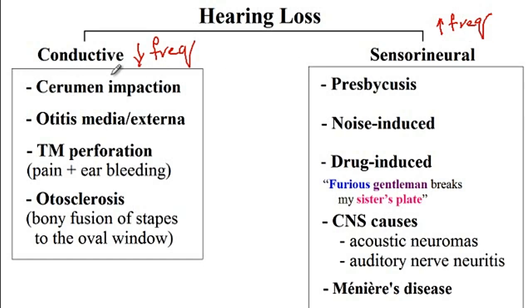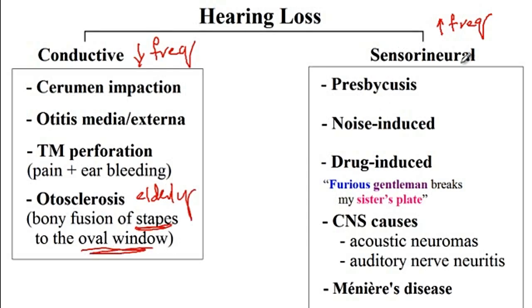Now, regarding conductive hearing loss, cerumen impaction is one of the common causes. Otitis media and externa, which are infections of the middle ear and the external ear, are also causes. Tympanic membrane perforation presents with pain and ear bleeding. And finally, otosclerosis is a common cause of conductive hearing loss in elderly patients, and this is due to the bony fusion of the stapes and the oval window.